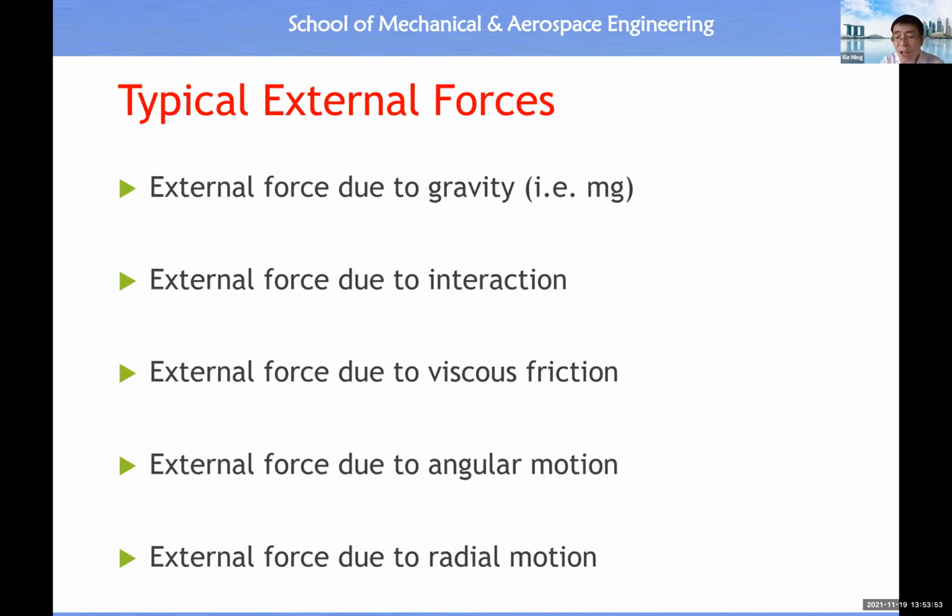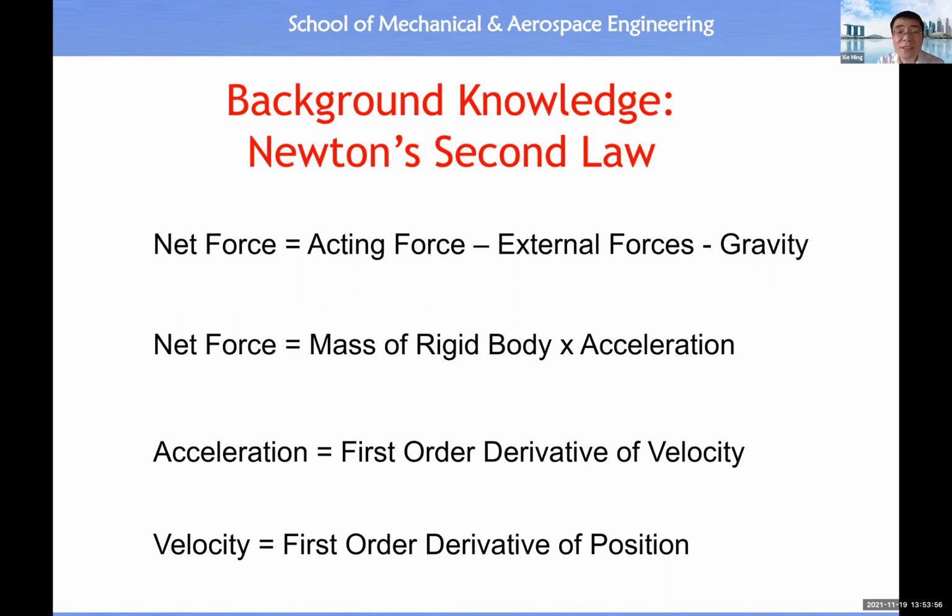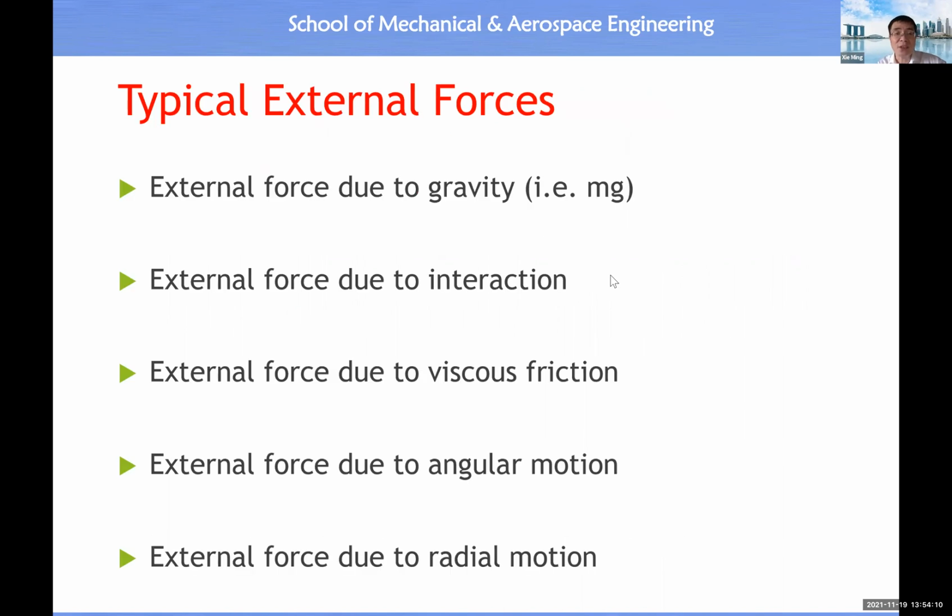Then how to determine net force? Net force is equal to the sum of acting force, external force, and gravitational force. Then you may ask this question, how to determine external force? In mechanic domain, external force may be due to gravity, external force may be due to interaction, external force may be due to friction, external force may be due to angular motion, because angular motion will induce a centrifugal force, for example. And external force may be due to radial motion.